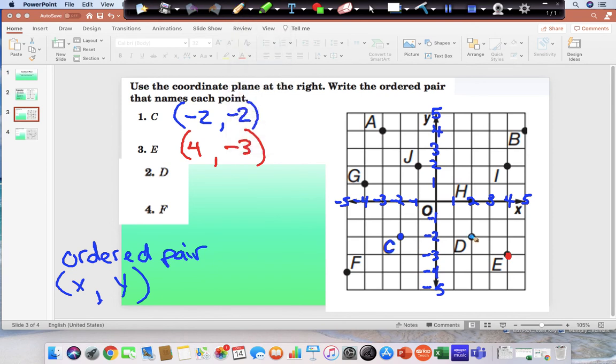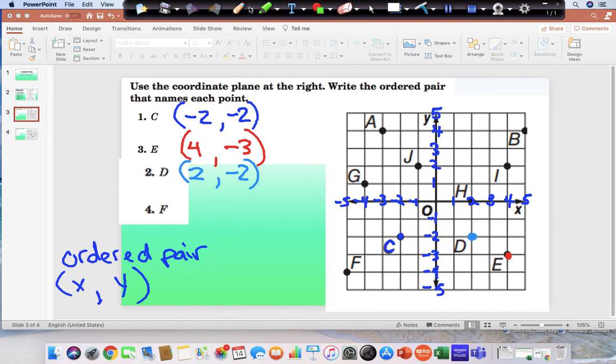Okay, D is here. So to get to D from the origin, we have to go to +2. And then from there, we need to go down 1, 2. So from the origin, we're going down 2, so that's going to be a -2.